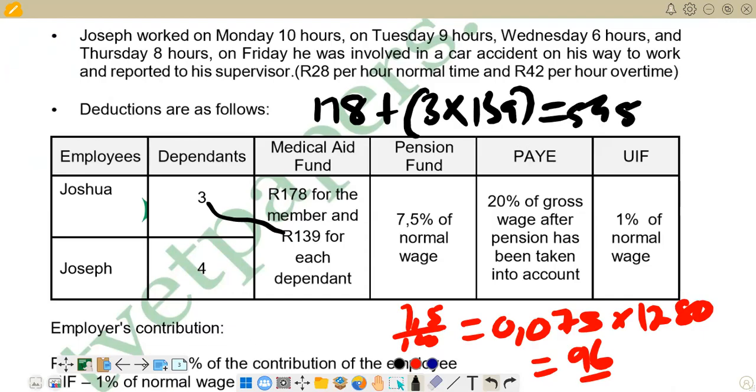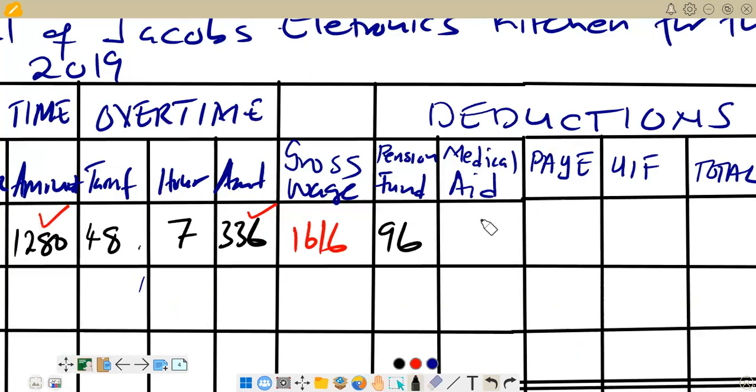So this is what we have. So we can just go there and put our 595 for medical aid.